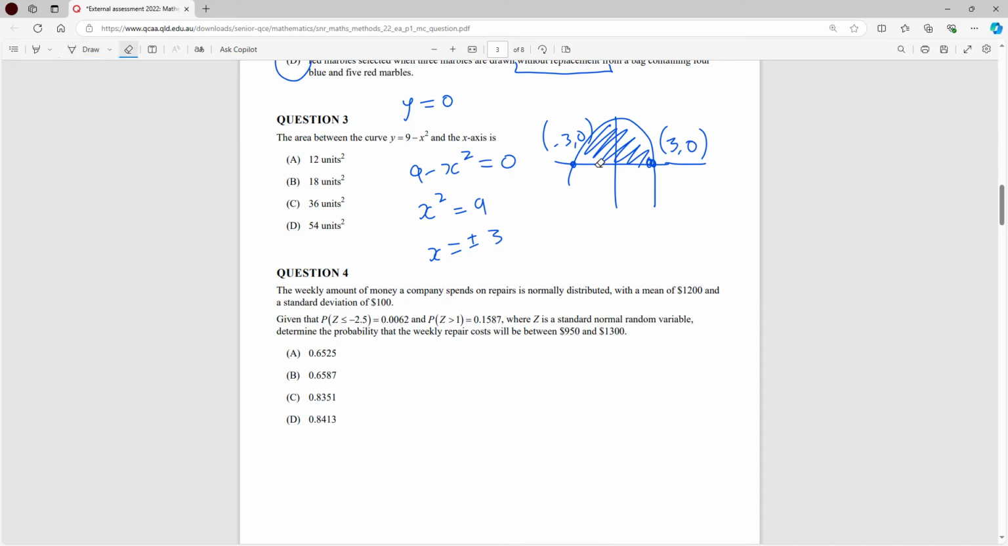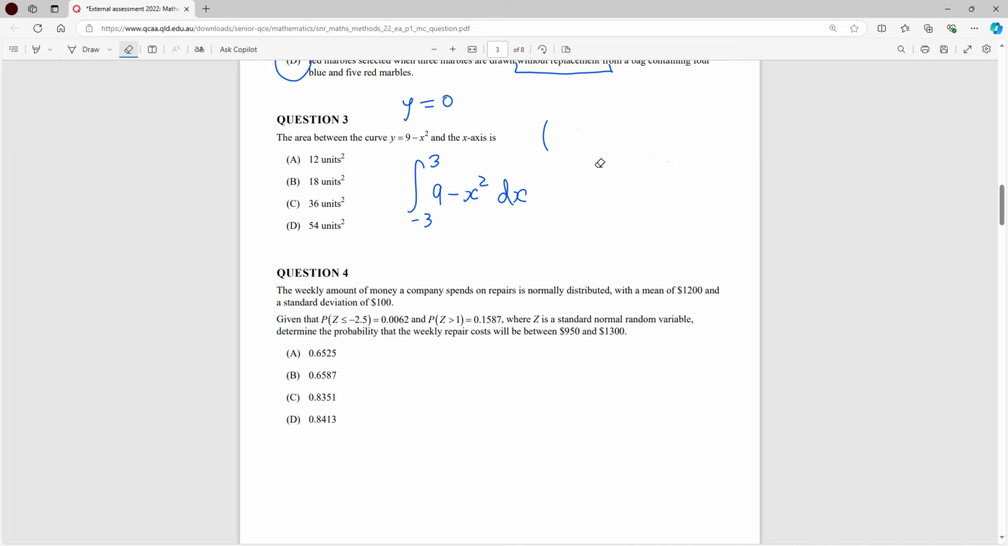So we need to set up that integral. Obviously we know our bounds and we know our function, okay? So it's actually quite easy. It'd be the integral from -3 to 3 of 9 minus x squared dx, okay? And all you gotta do is evaluate this integral, okay? So here, add 1 to the power, divide by the new power. So this will be 9x minus x cubed on 3. And you have the bounds -3 and 3.